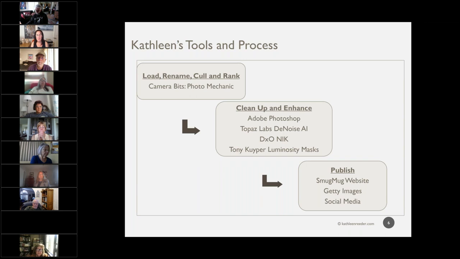my cleanup and enhancement. And I use Adobe Photoshop. I bring it into Camera Raw first, and I'll do initial cleanup, which I'll touch on what that includes. And then I'll use Photoshop, and I'll use the Topaz Labs DeNoise AI tool to remove noise on my images. These are 99% wildlife images.